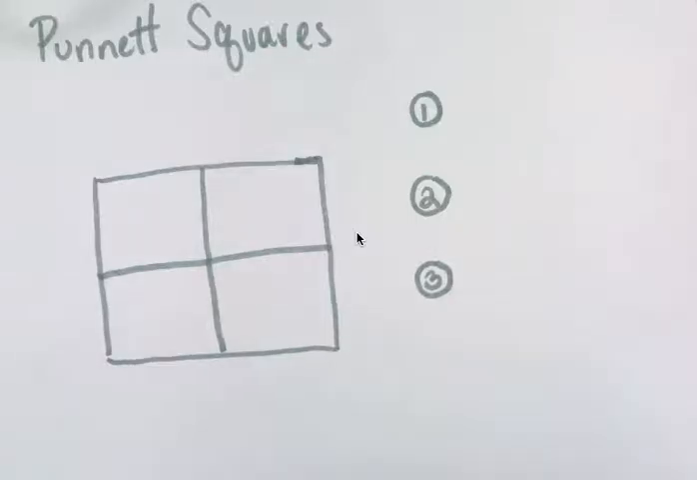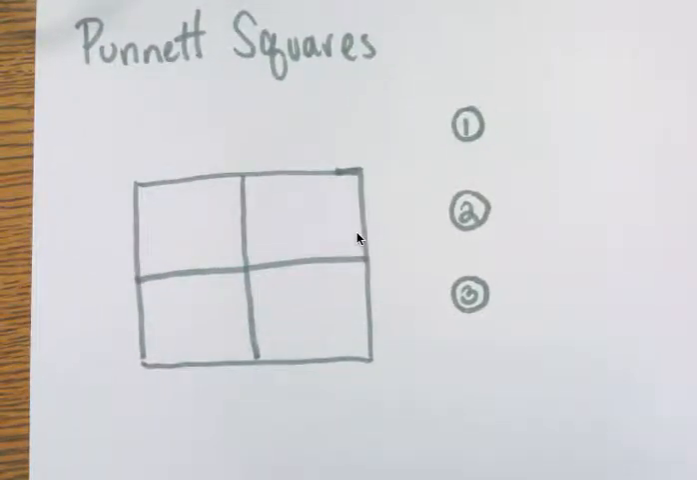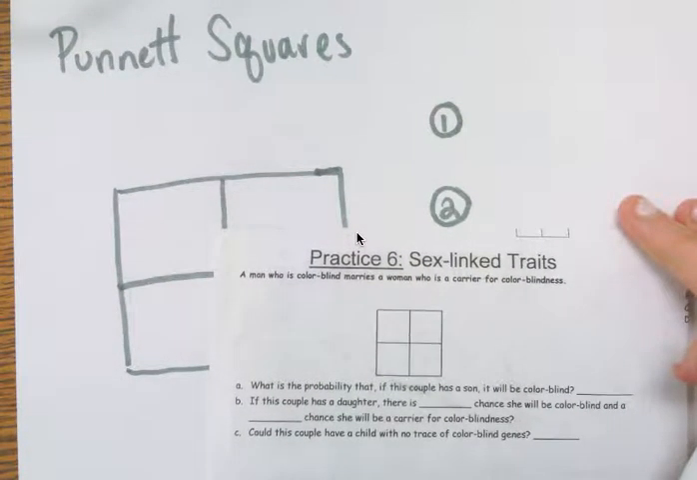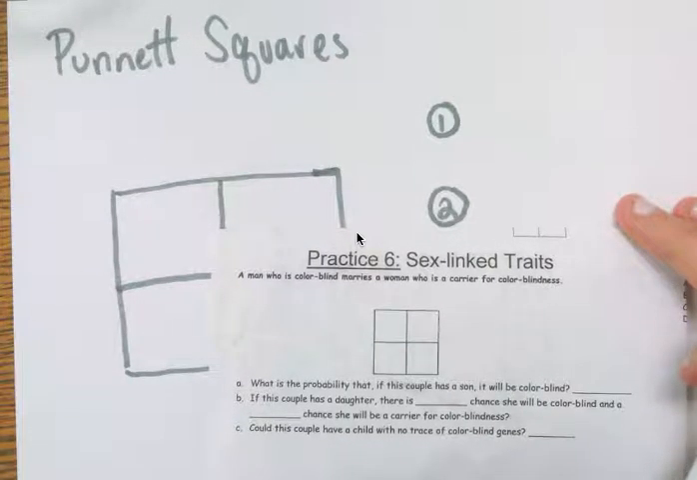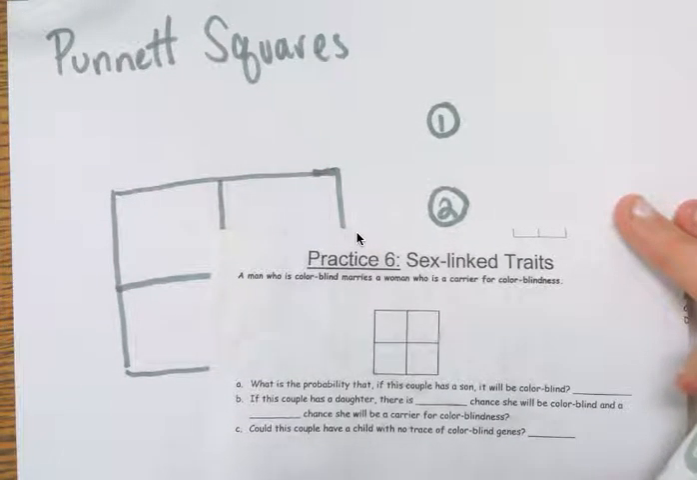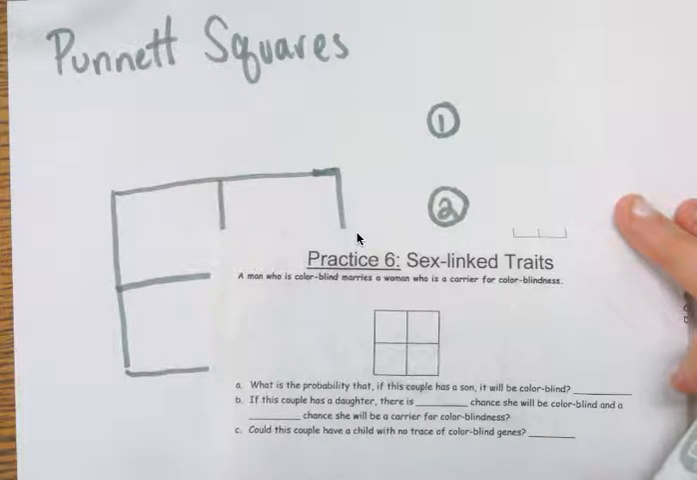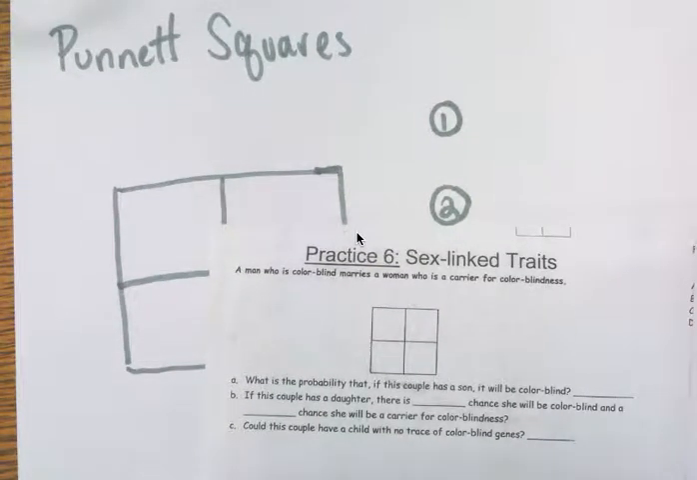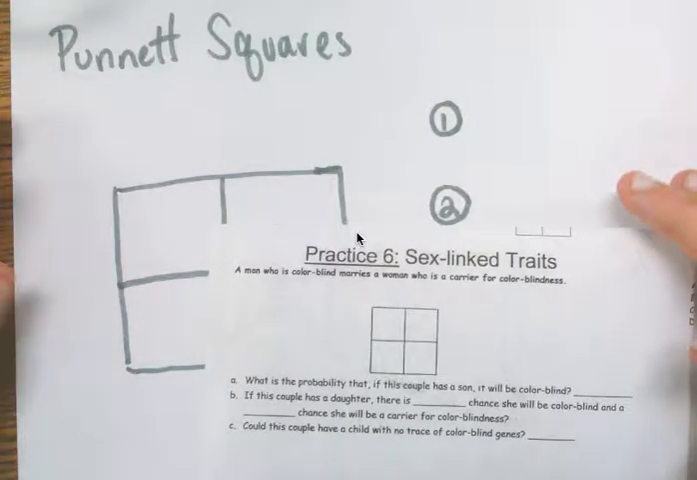We want to know, there's a list of questions here. We want to know that if they have a son, what are the odds that he will be colorblind? If they have a daughter, what are the chances that she'll be colorblind or be a carrier? And could they have a child that doesn't have any trace of colorblind genes? So let's take a look.